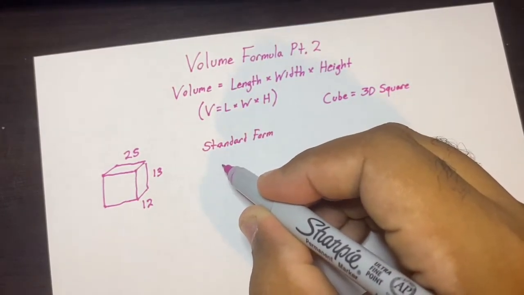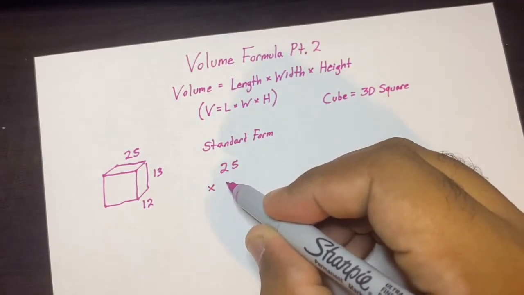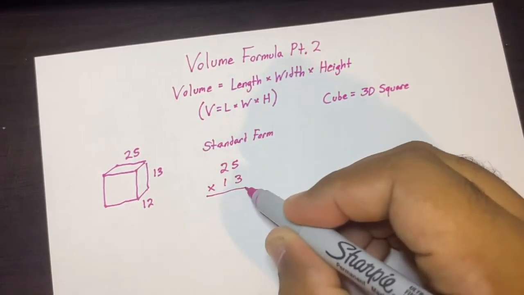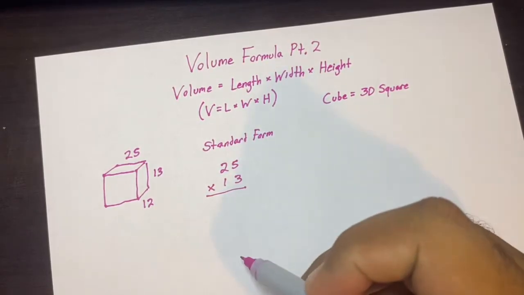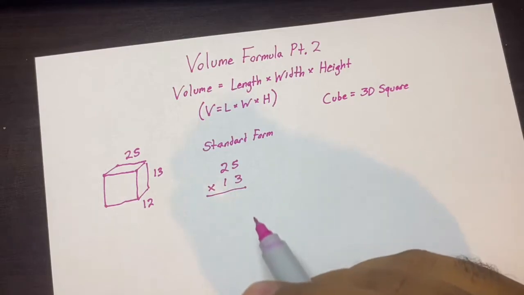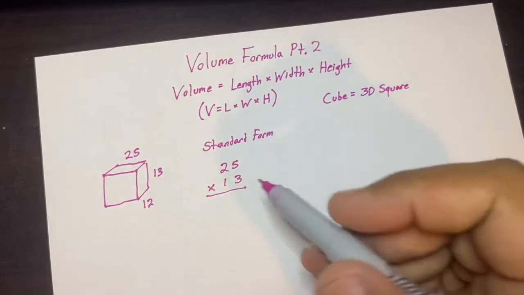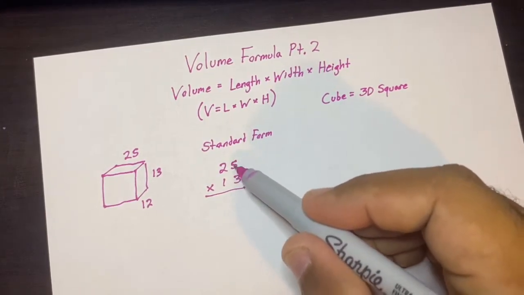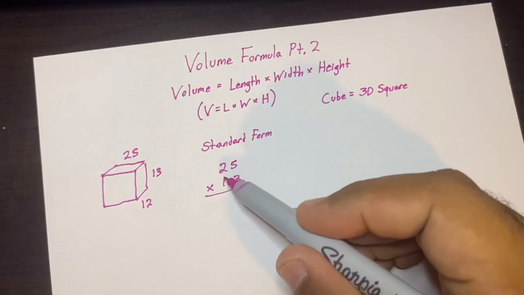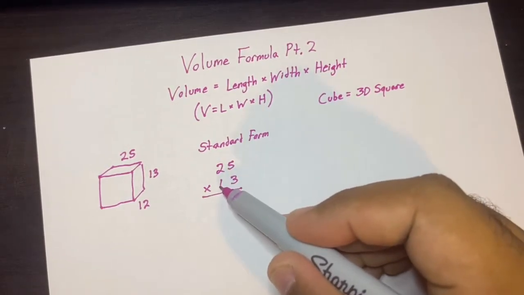All that is you put the numbers in a vertical format like this. Make sure the kids only do 2 numbers at a time. If they try to do all 3, they're going to confuse themselves and they're going to get lost, and it's going to be more difficult for them to understand. So for standard form multiplication, the bottom numbers are multiplied to each top number. When you finish with one bottom number, you move on to the next and repeat the process.